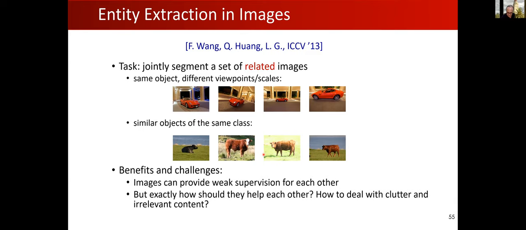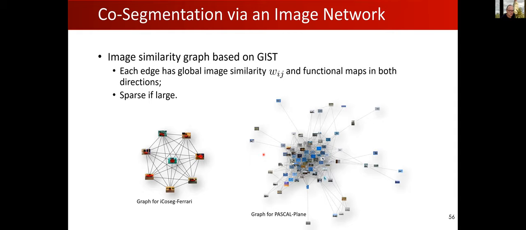Well, so we start by building a network that connects these images. We can connect all of them together in a complete graph, if we don't have so many. If we have many, well, we use some classical image similarity metric like GIST and connect each image to its, say, 30 nearest neighbors, and this gives us a sparse graph on the images.